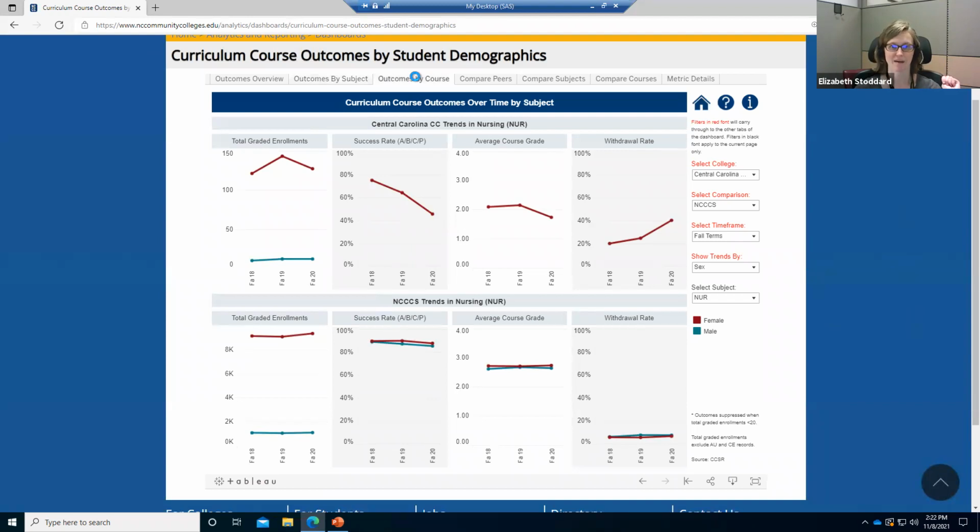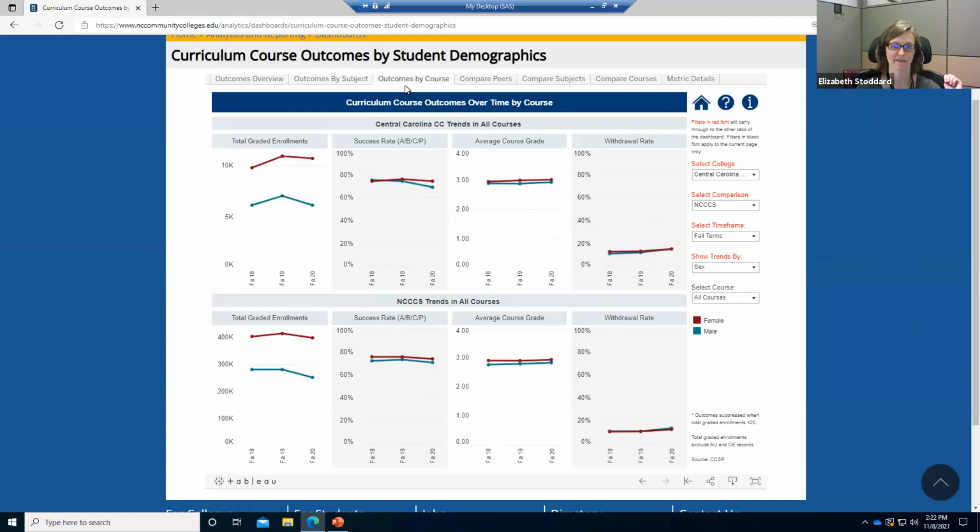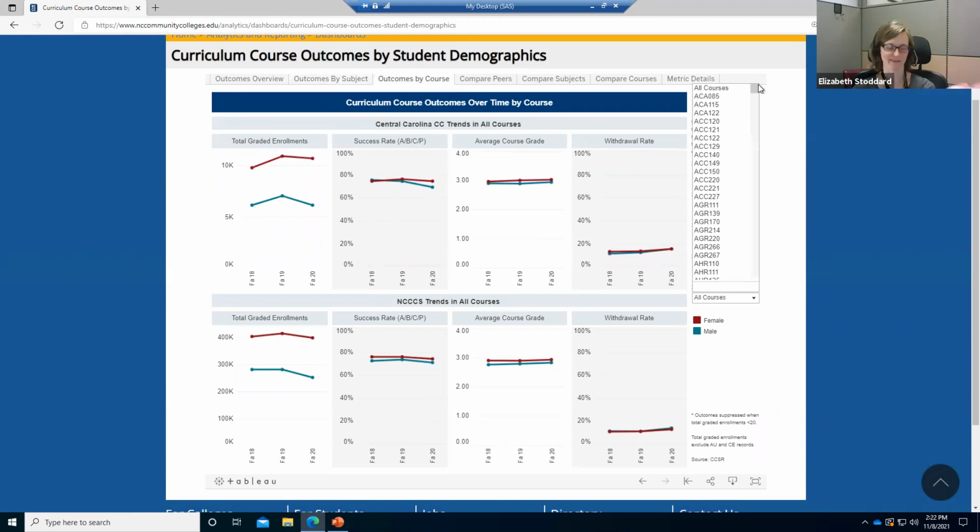The next tab is very similar, except now we can go down to the course level. And by course, we mean like ACA 085 or BIO 111. We don't go any further down than course level. So we don't go to the section level or the faculty level.